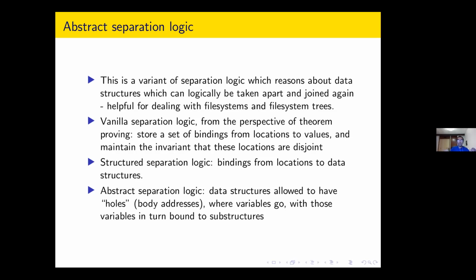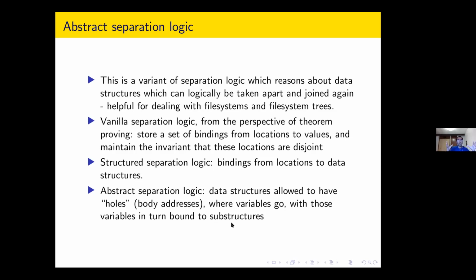When we move on to structured separation logic and in turn to abstract separation logic, we first add bindings from locations to data structures. So now we no longer just have simple values, but we have data structures. And that's called structured separation logic. And when we move on to abstract separation logic, data structures are allowed to have holes. These holes are filled by variables, and those variables are in turn bound to substructures.